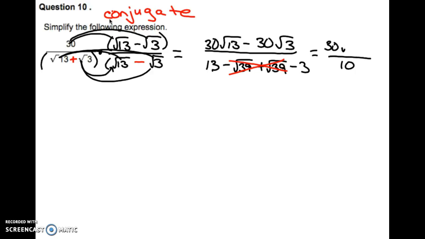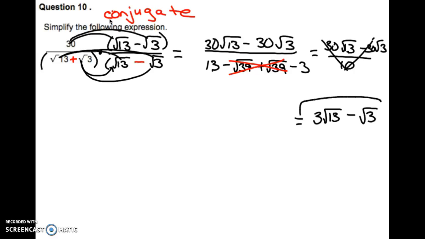And up in the numerator, I'm just rewriting it. We can't combine the top, because this is a square root of 13 and that's 3. However, we can cancel all these 10s. So we end up with 3 square root 13 minus 1 that I'm not going to write, square root 3.